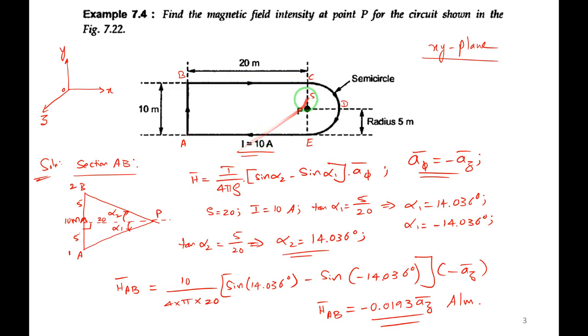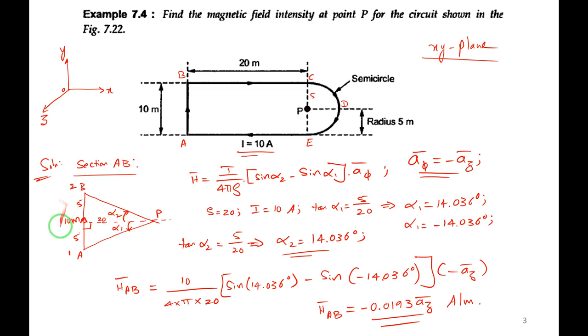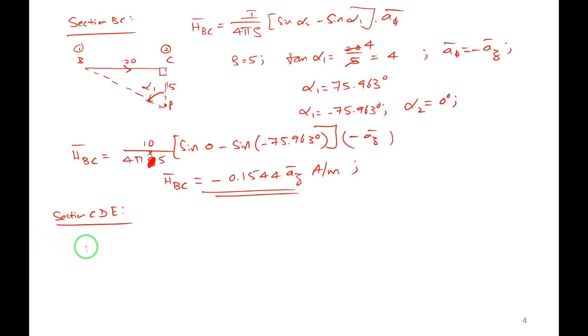The next section AB is over, section BC is over. Next CDE, semicircle, right? So semicircle CDE, section CDE. Okay, let me draw it. Let me draw D shapes first so that it will be easy for me. Okay, this is the center P, right? CDE. So point P is here, right? The current I is flowing in this direction.